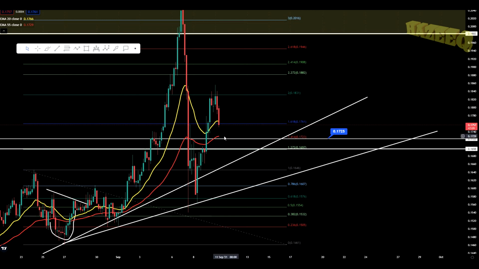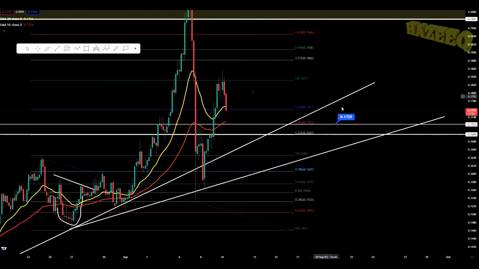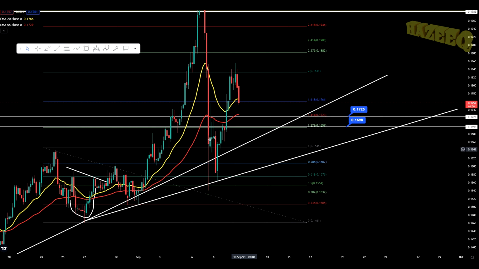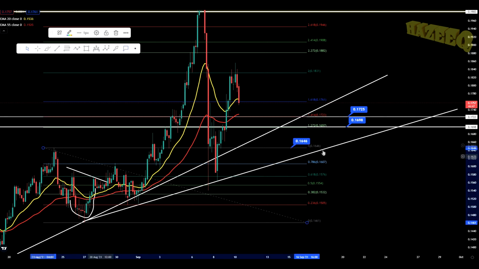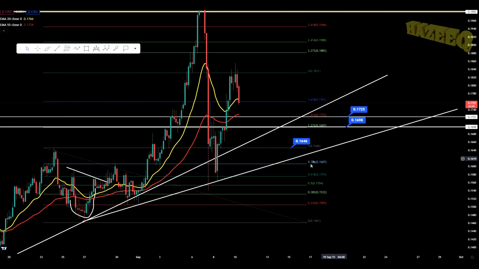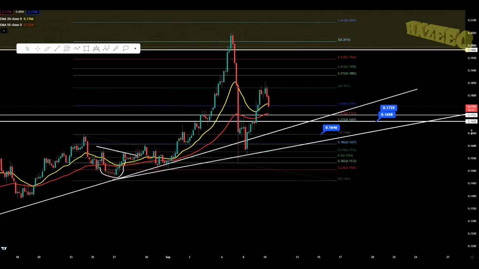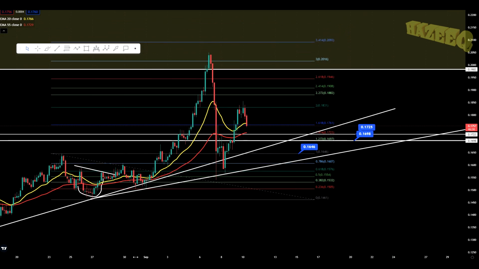That's a nice support level. Obviously, we may just bounce off the 55 EMA. If Bitcoin has another pullback, you're looking at the next fib level below that at 0.1698, so pretty much 17 cents. And below that, we do have this strong support, which was turned into support, broken resistance into support, 0.1646, pretty much 16.5 cents.